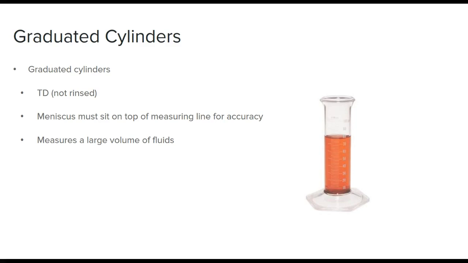Graduated cylinders, these are to deliver, so it shouldn't be rinsed. The meniscus should sit at the top of where you're measuring. The bottom of the meniscus should be where you're reading the volume out. And this is used to measure large volumes, of course.